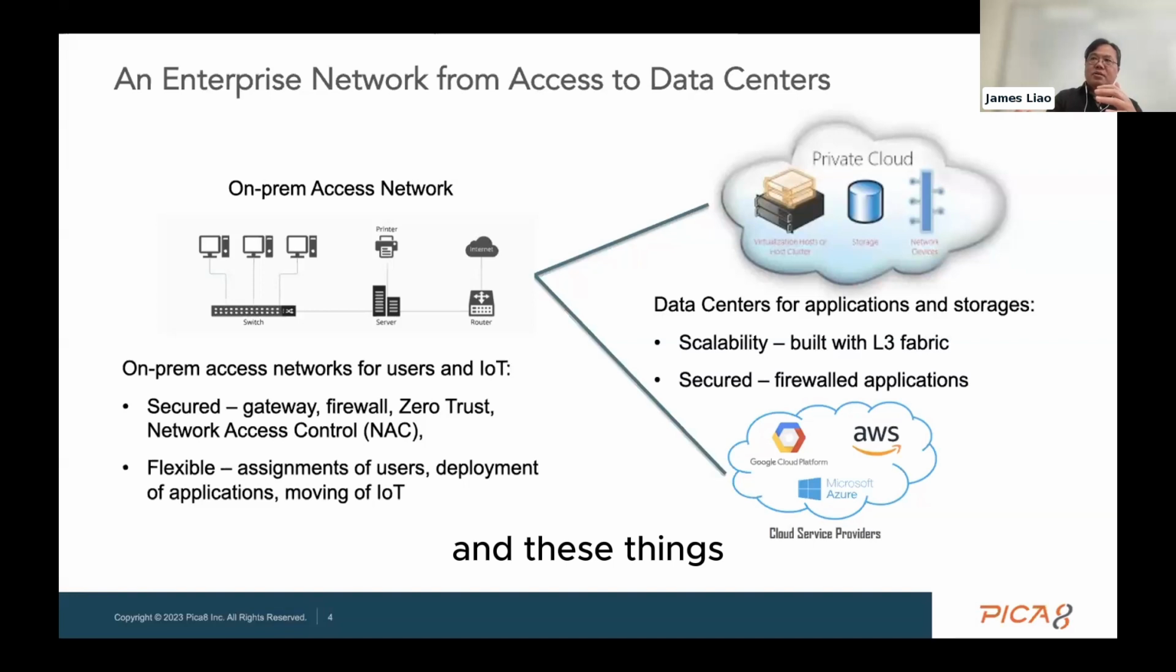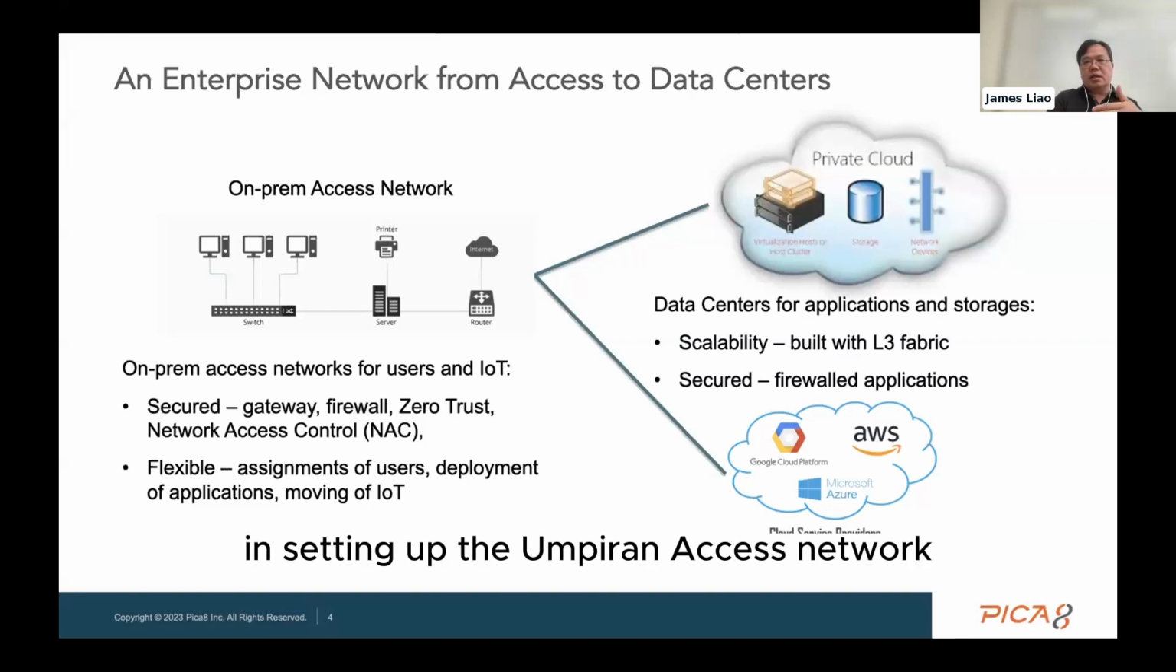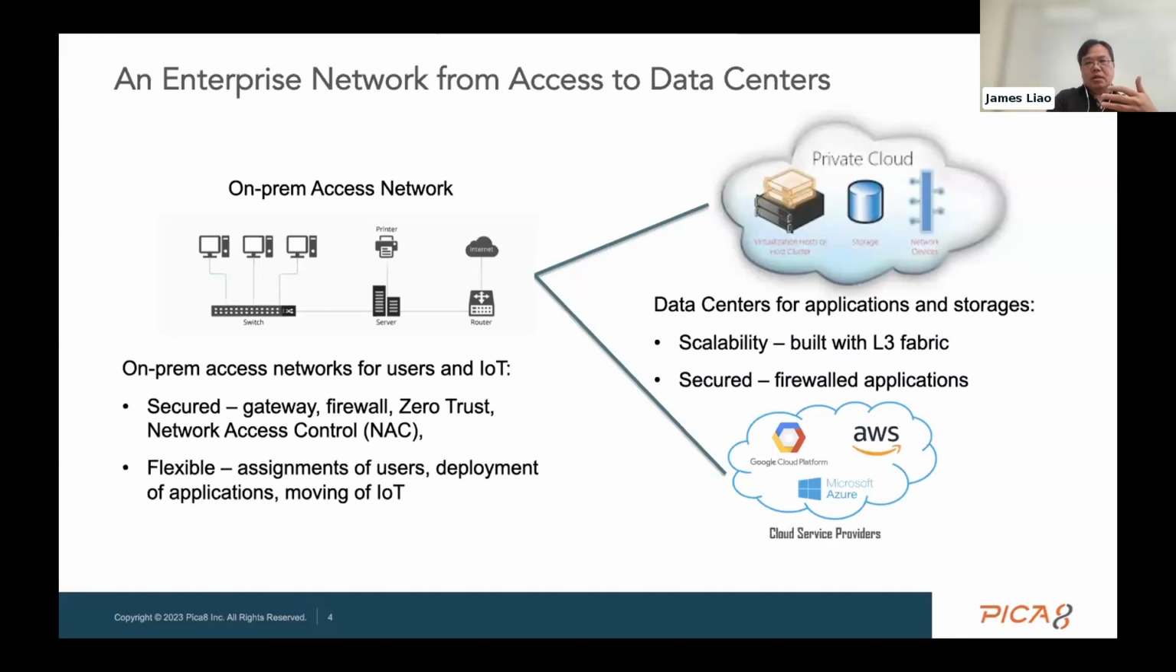And these things are different from humans. Humans have an identity, but these things come and go, expand and shrink all the time. So on the on-prem side, we're seeing a lot of challenges in setting up the on-prem access network. Security is the top issue.